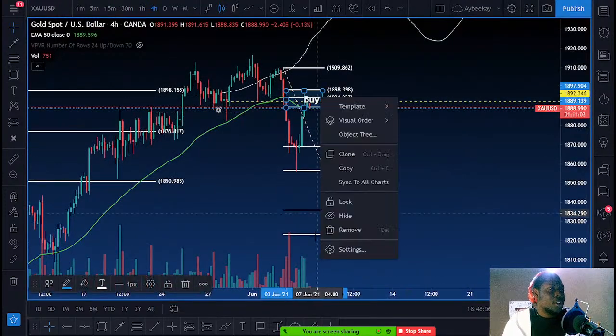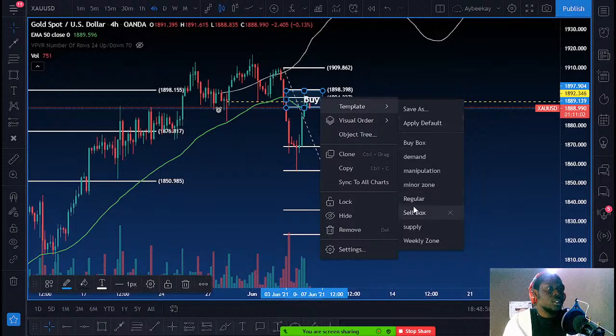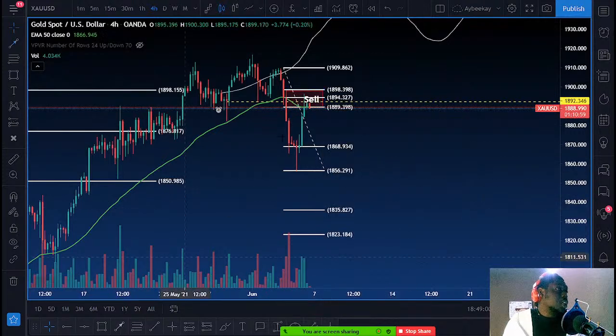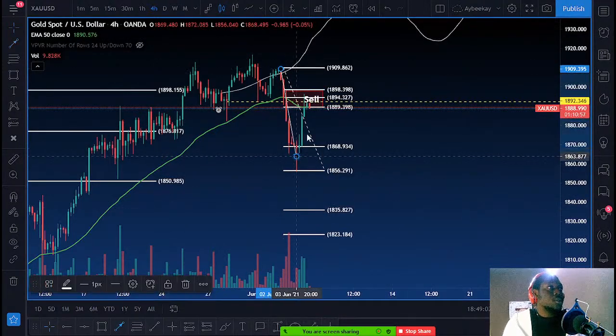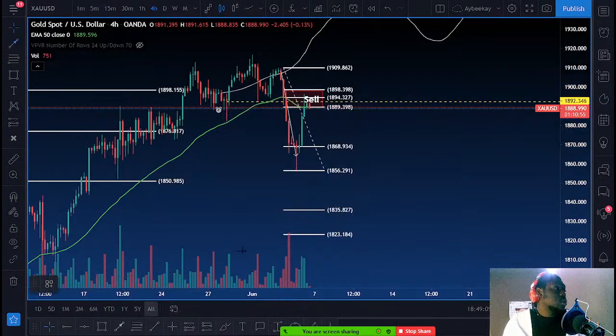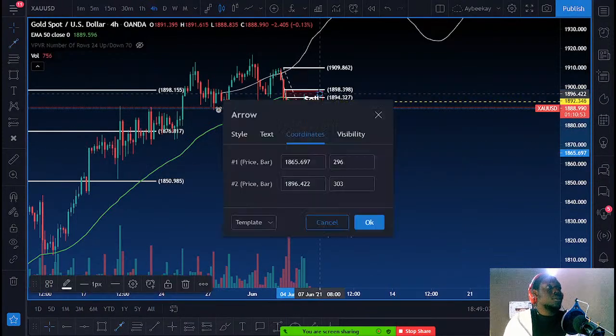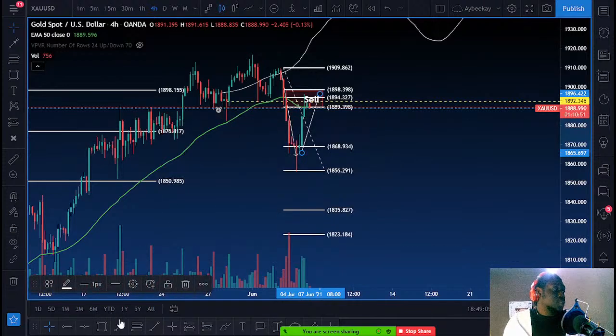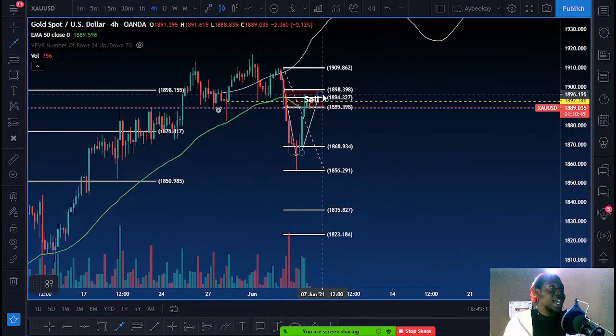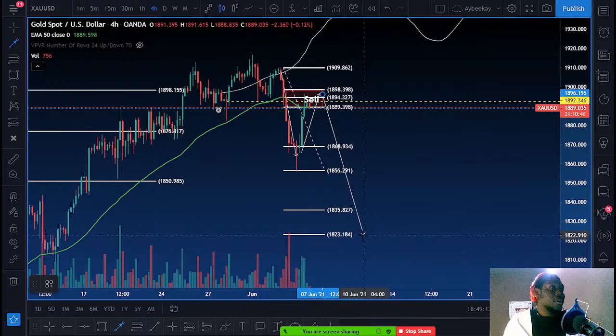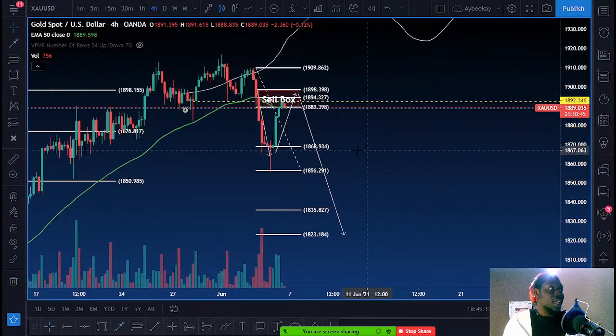Why is this a buy box? I'm definitely bearish on gold. And I'm not against selling at the 61.8 either. But I like the 71% more. But I'm gonna go ahead and take a stab at this.